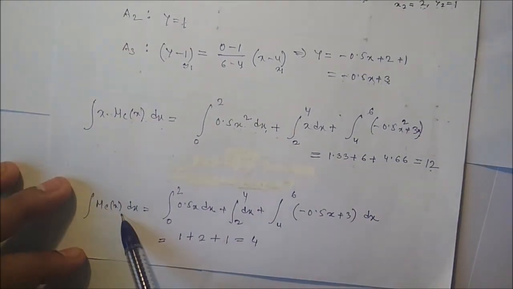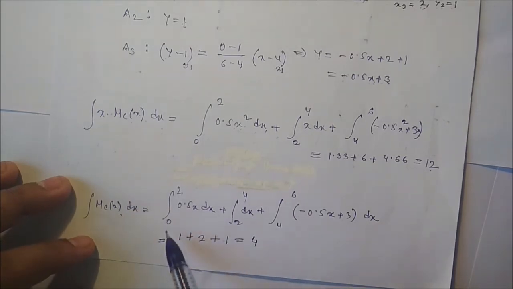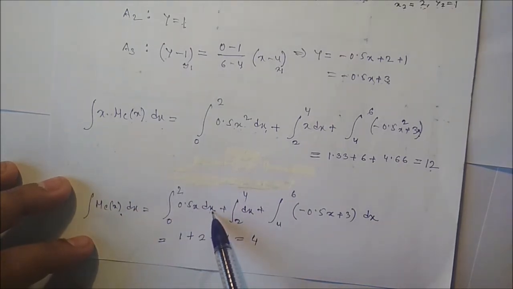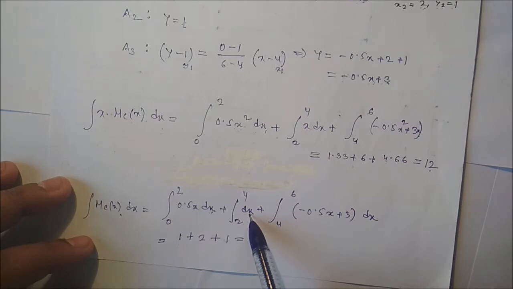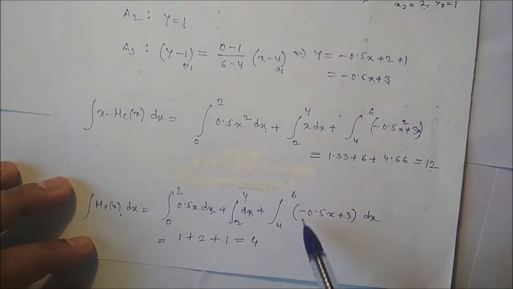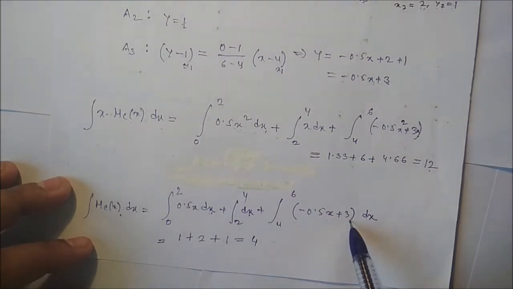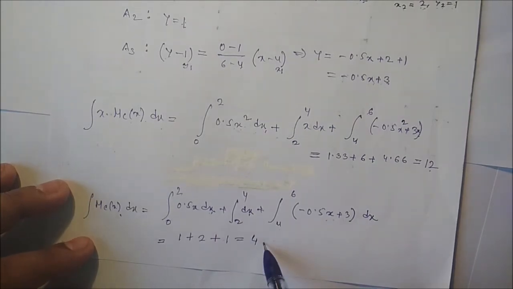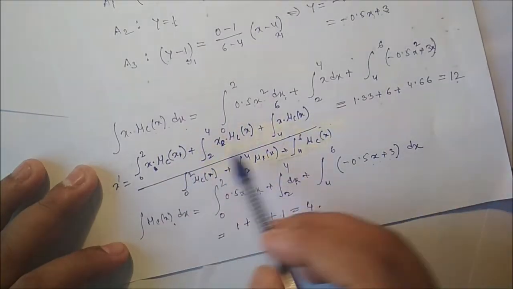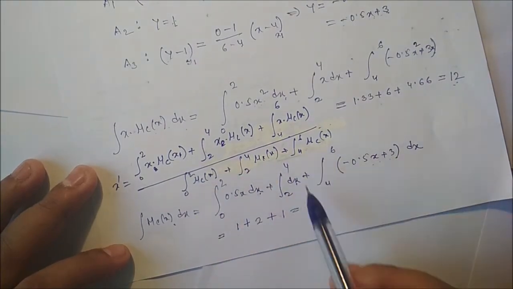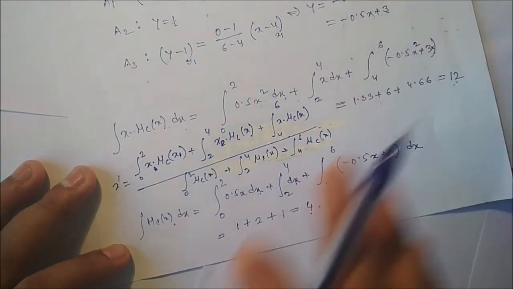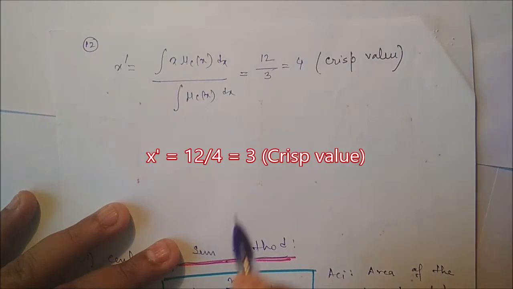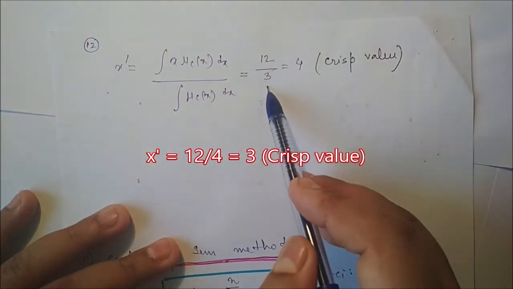Okay, now similarly mu cx is there, the denominator part is what, 0 to 0.5x dx, and here it is only dx, and this we can say 4, 2x minus 0.5x plus 3, and if you solve it the output will be what, 4. So this is the numerator part, its output is 12, and this is the denominator part, its output is 4. So the associated crisp value will be what, 12 by 3, that is 4.